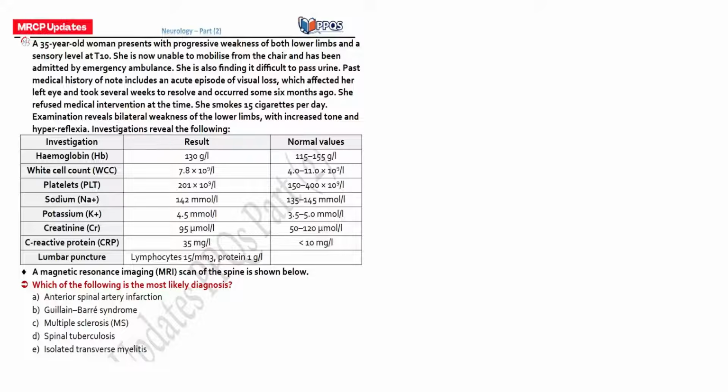Examination shows bilateral weakness of the lower limbs with increased tone and hyperreflexia. So hyperreflexia, hypertonia, this is an upper motor neuron lesion, right? We have a look at the blood. CRP is a bit elevated, but otherwise lymphocytes are a bit high and proteins a bit high. Okay.